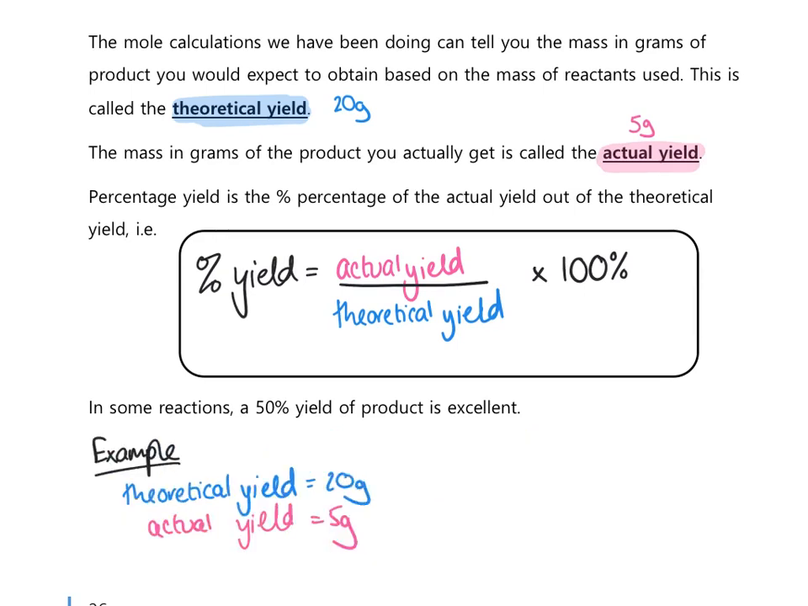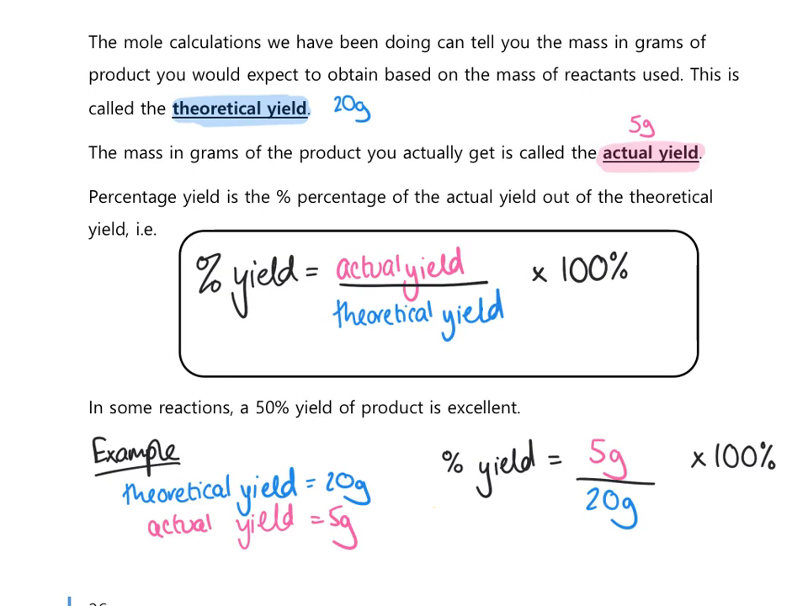So if I want to calculate my percentage yield for this reaction, what I would be doing is taking my actual yield, which is 5 grams, dividing that by the theoretical yield, which is 20 grams, and timesing by 100%, just to convert it into a percentage rather than a decimal. Okay, so actual yield as a percentage of your theoretical yield. That's essentially all we're doing.